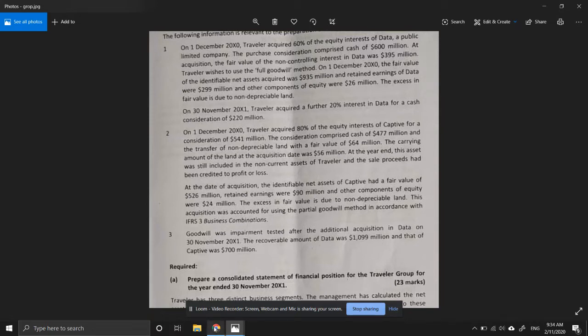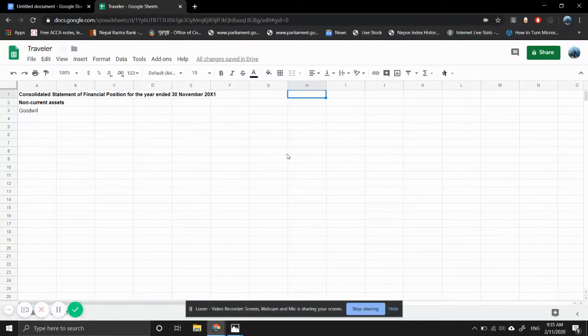Okay, so let's prepare our COFP. Let's do both of them together. Working note one: group structure. Bold it. Data, and then Captive, parent, NCI.